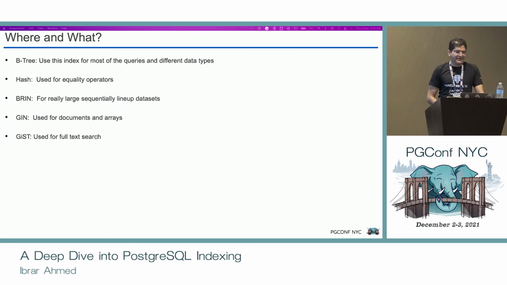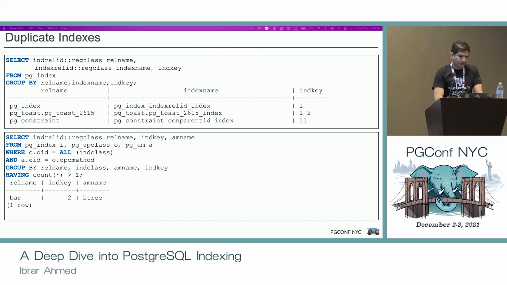So normally, the B-tree index is used mostly. 90% is B-tree index. A hash index is used only for the equality operator. And BRIN is if you have linearly ordered data, so it's really good. Like time series, something like that, you have data, then BRIN index is your guide. GIN is used for documents and arrays, GiST is used for full text search, or you can say the points in a box, something like that, so complex data types.